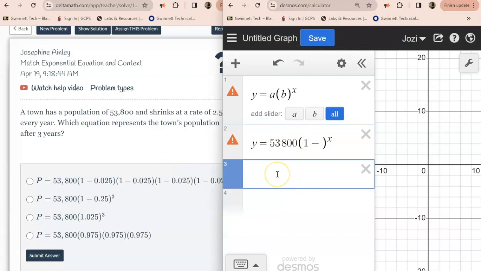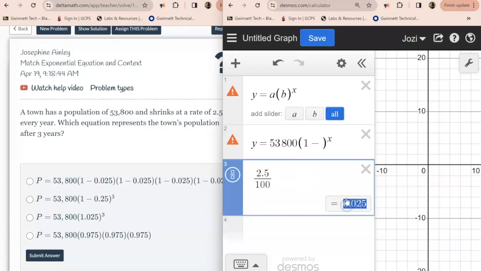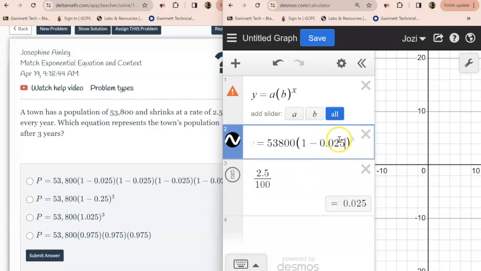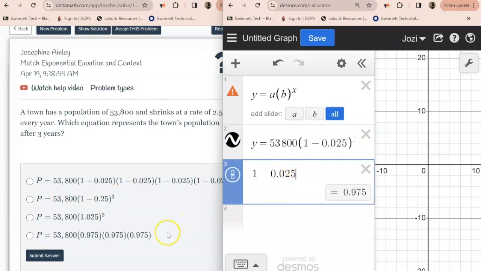I'm just going to do the question. 2.5, get rid of the percent for me. 2.5. How do I get rid of the percent? Divide by 100. So it should be this number. So it's one minus this number. So I should either have, yep, this has that. This has something different. So it's not this one for sure, because this is one minus 0.25. So it's not that one. If I put this in the calculator, just the B part to simplify it, it could be this one. But it's definitely not that one. So it's not these two.